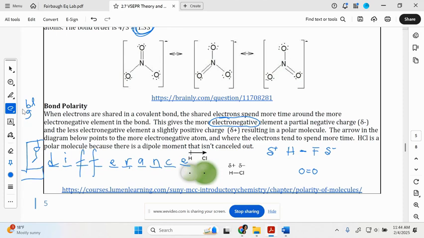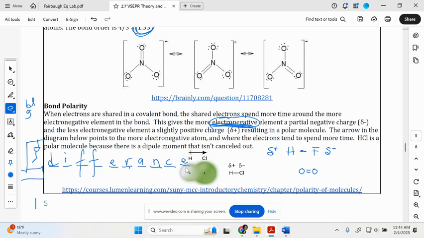Electronegativity difference. So what's the electronegativity difference with this? Nothing. So this is not going to be a polar bond. It's not going to be a polar molecule because there's no electronegativity difference. Okay. So there's no difference there.